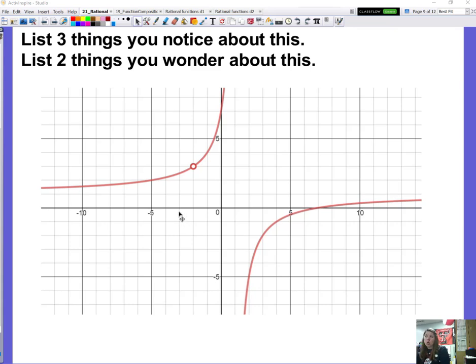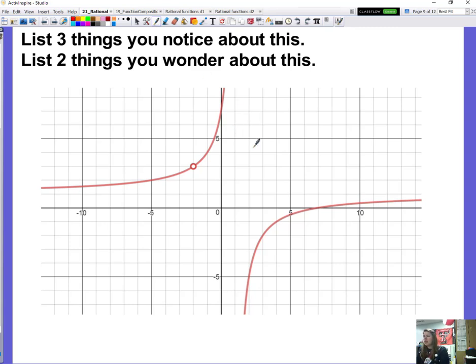Okay, so here is a picture of an example of one of these graphs. I want you to pause the video and think about 3 things that you notice about this and 2 things that you wonder about this. Okay, so pause the video, and in a second I'll come back and we'll talk about some of the things that maybe you notice and maybe that you wonder.